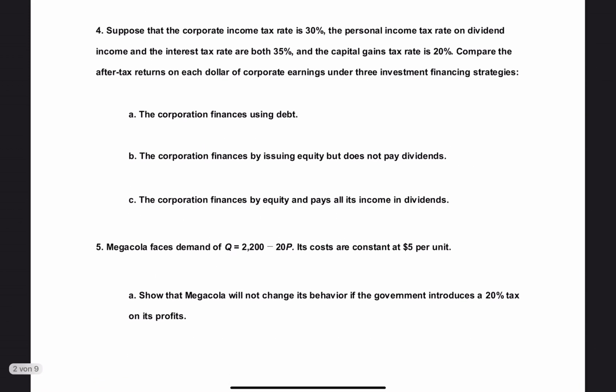The corporation finances by issuing equity but does not pay dividends. So in this case, at least for the time interval that we're looking at, it's taking the profits, but it's not paying dividends. So what's basically happening, if it's keeping the money, is that it has to pay corporate tax rates for each dollar in profit that it's earning.